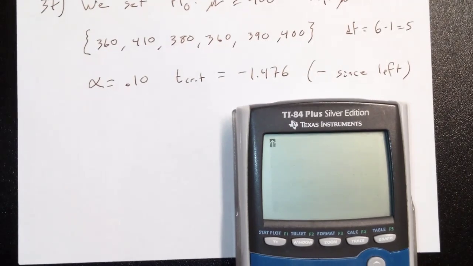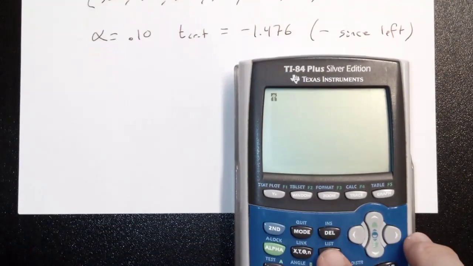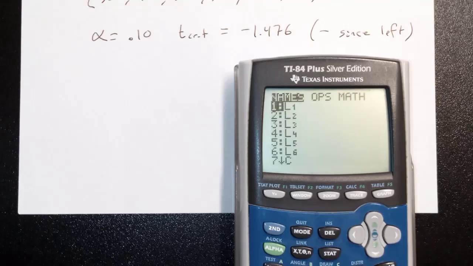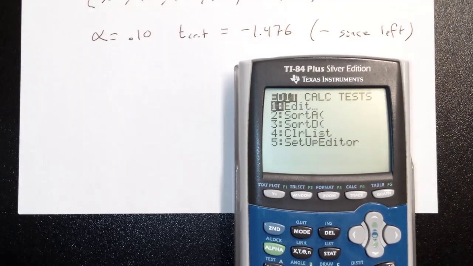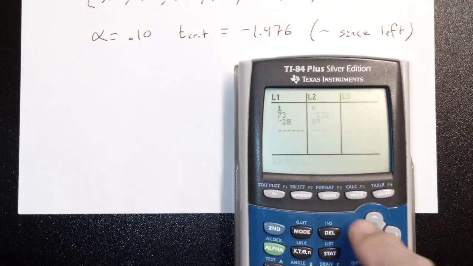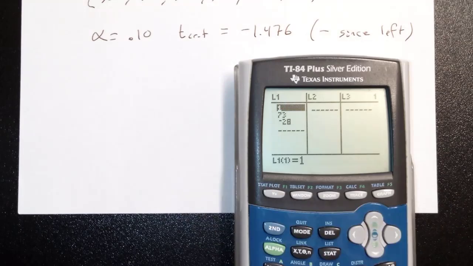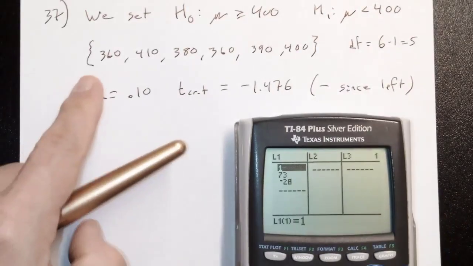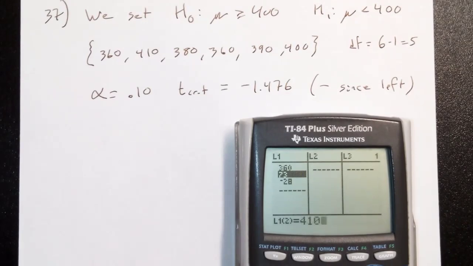Second, above the word stat here, it says list. I hit list, gives me some lists. I need to edit one of those lists. I'm going to hit stat. There's an edit button right there. Edit, list 1. I have a bunch of stuff in here. Let me get rid of this garbage. I'm going to go into list 1, and I'm going to put in our numbers from here. 360, 410, 380, 360, 390, 400.